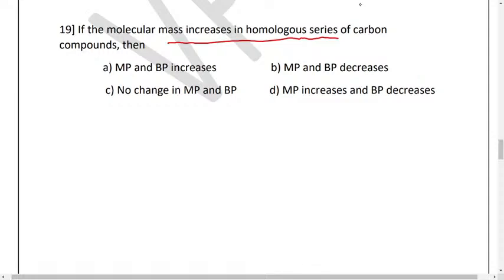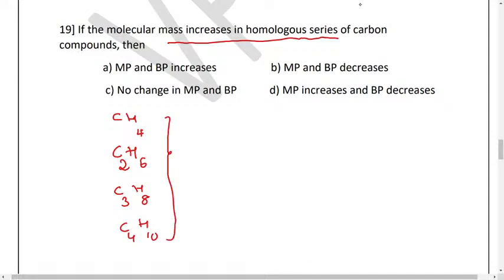Listen here, students. In order to study this, let us consider the simplest homologous series. We have discussed this type of question in the last session also, somewhat related to this but a different type of question. Listen here, CH4, that is methane. Next I'll write C2H6, ethane. Next I'll write C3H8, that is propane. Next I'll write C4H10, that is butane.